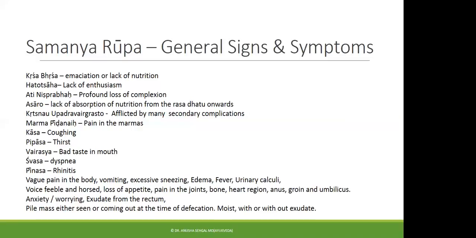Okay, so even though it indicates that this is the symptom that I had, the symptom I had was lack of nutrition or depletion due to another disease, which was the fever, but that eventually led to the formation of Arśas as well. Okay. The next one is lack of enthusiasm.